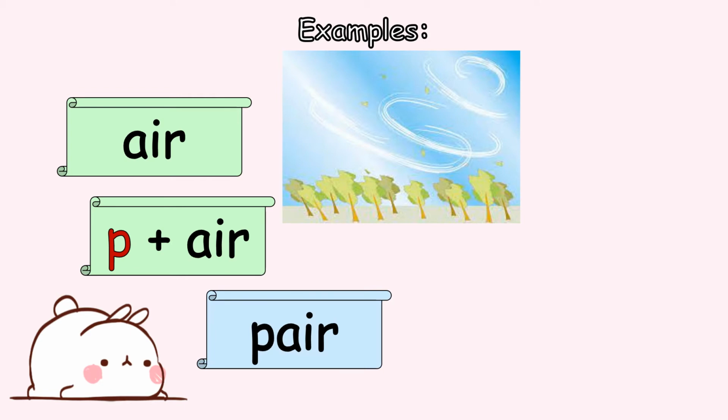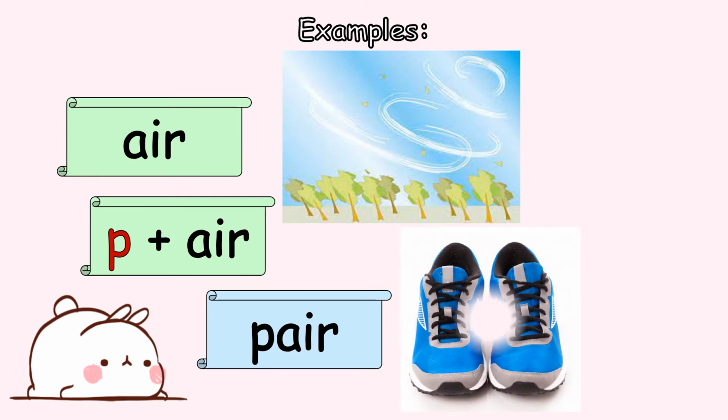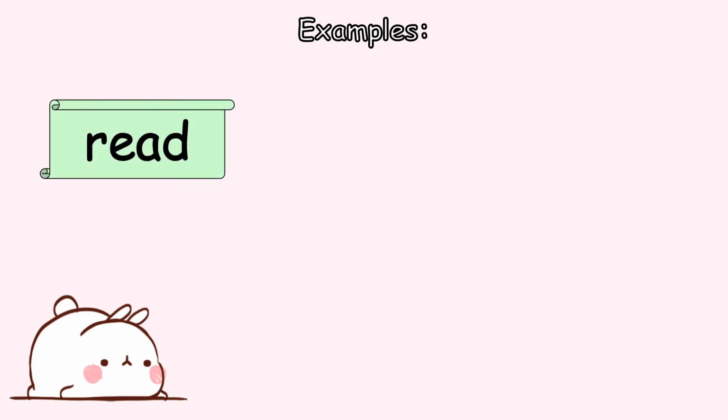Pair. Pair means a set of two things used together or regarded as a unit. Pair. Another example.